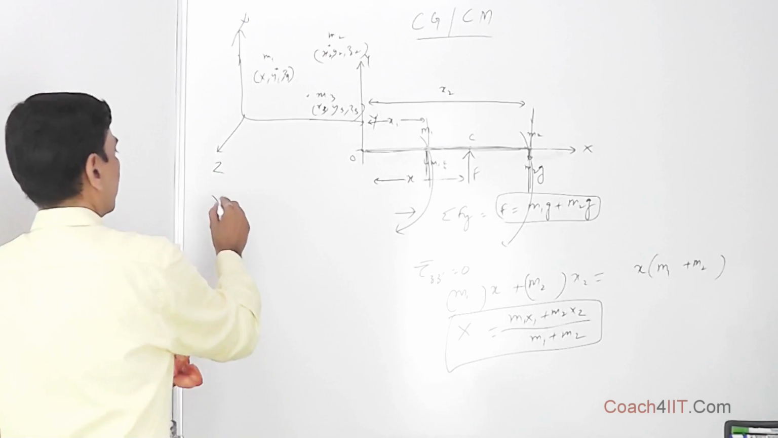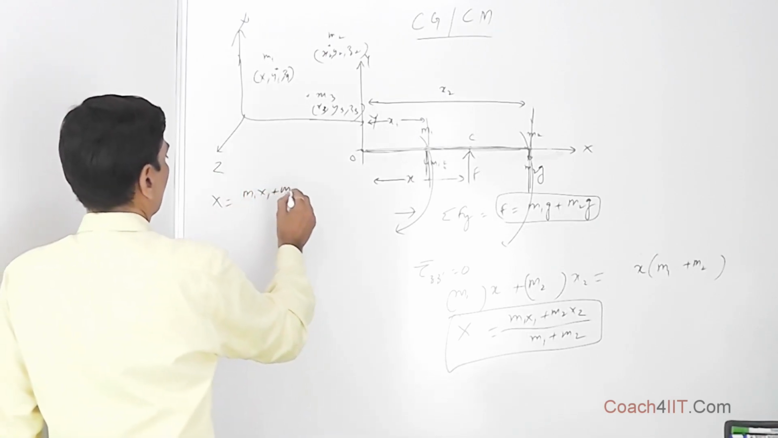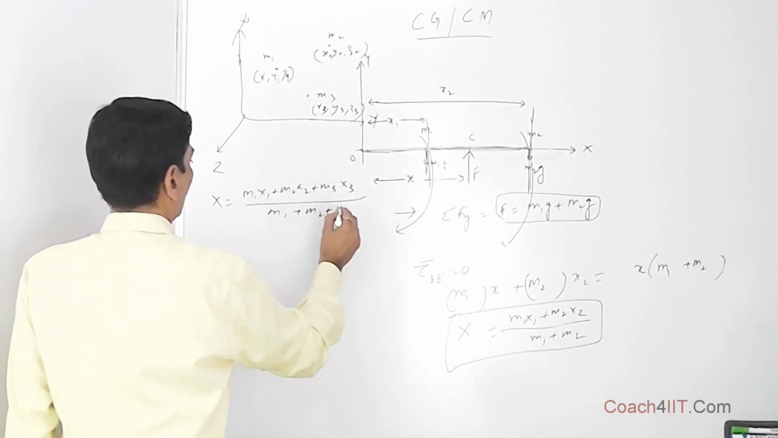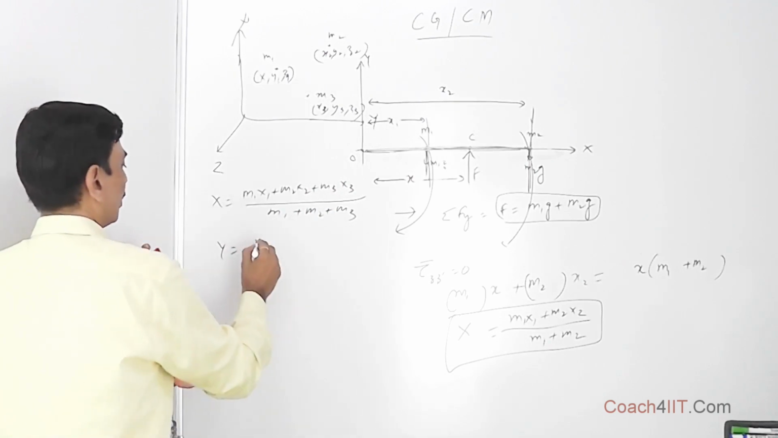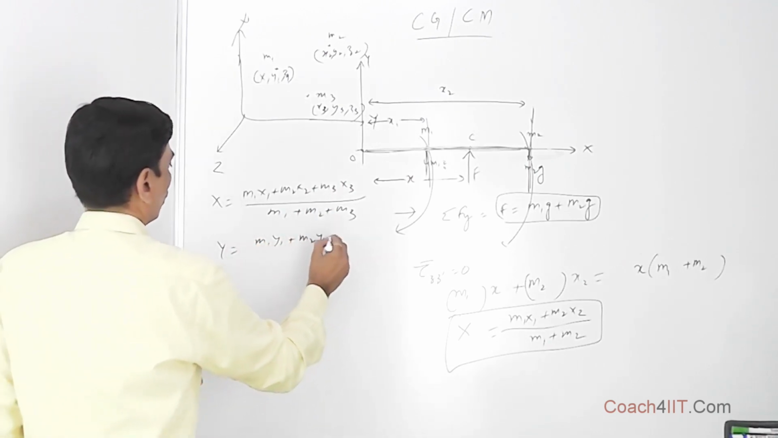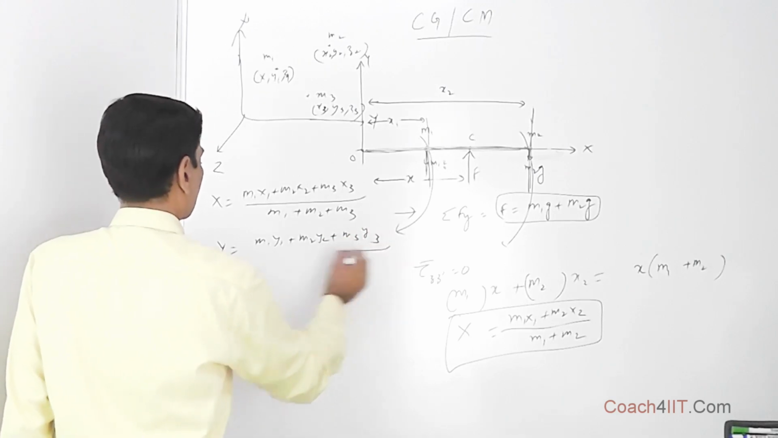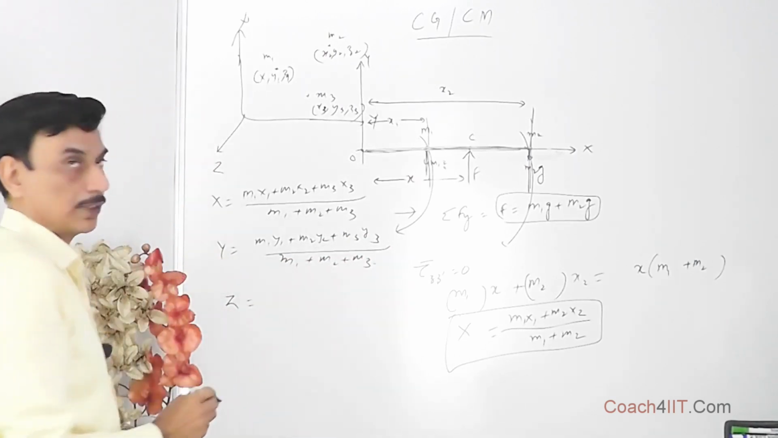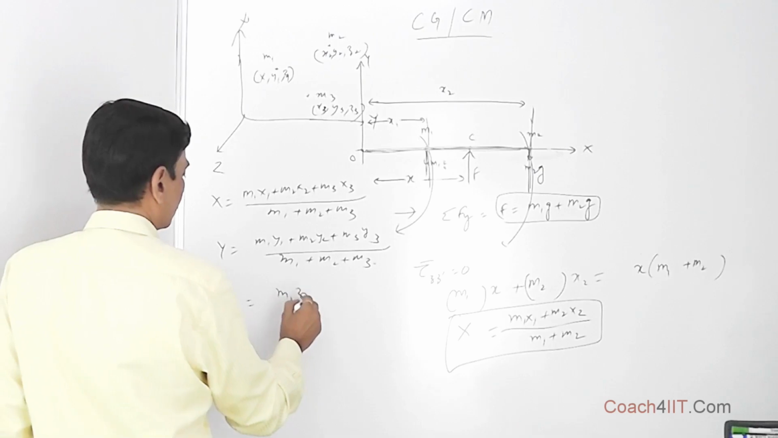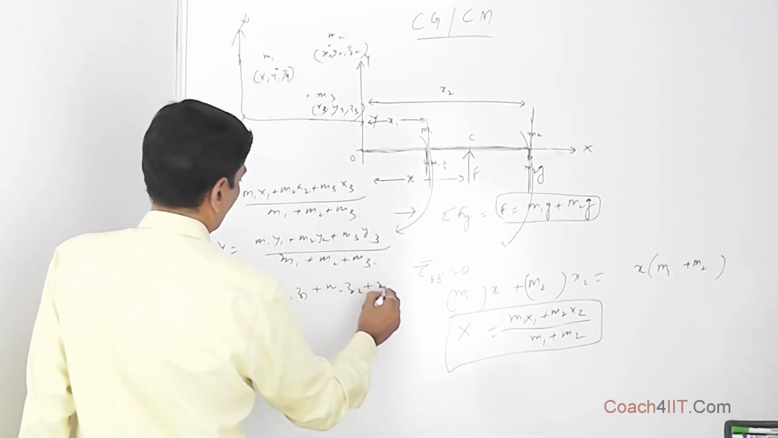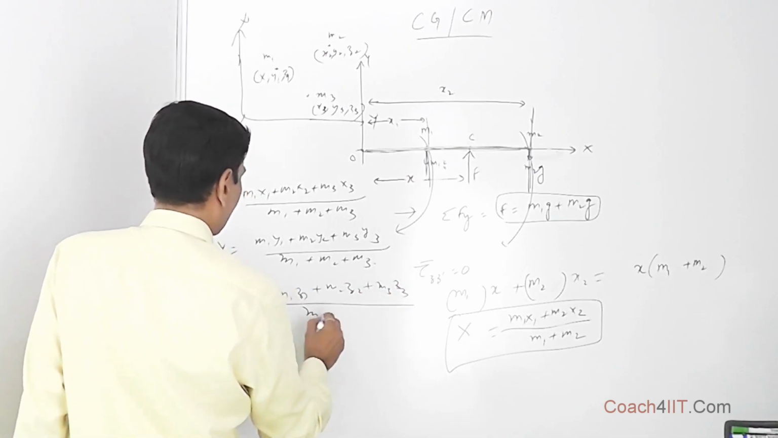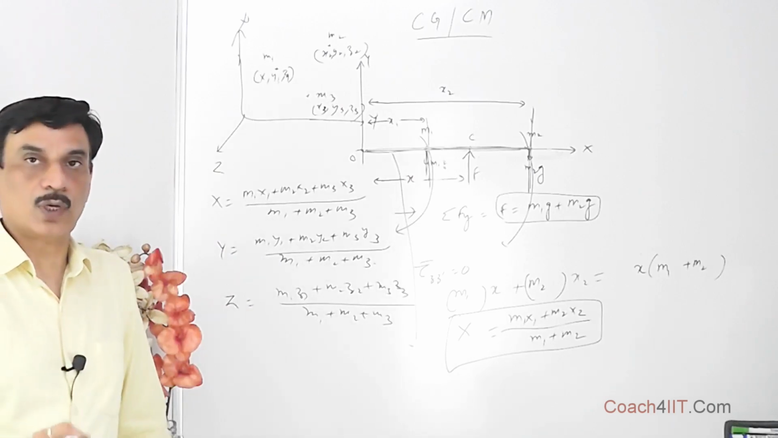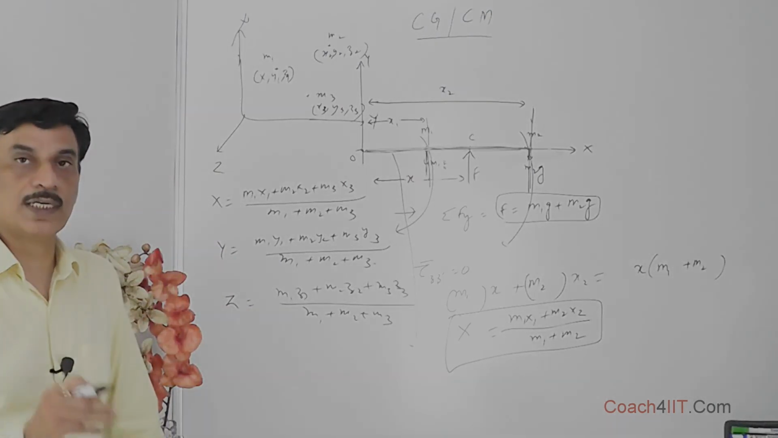That is, the x coordinate will come out to be (m1x1 plus m2x2 plus m3x3) over (m1 plus m2 plus m3). Similarly, the y coordinate will come out to be (m1y1 plus m2y2 plus m3y3) over (m1 plus m2 plus m3). And similarly, the z coordinate of the center of gravity will be (m1z1 plus m2z2 plus m3z3) over (m1 plus m2 plus m3). So this way we can get the coordinates of the CG with respect to the origin in the Cartesian coordinate system.